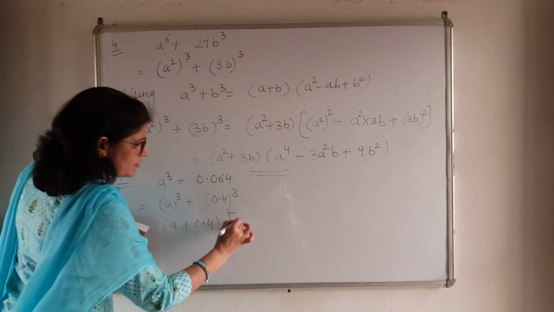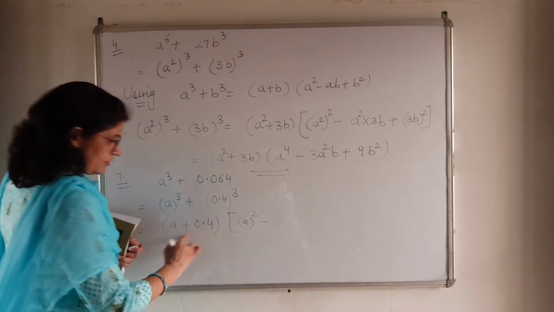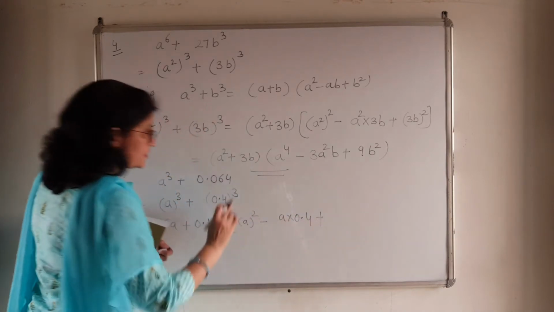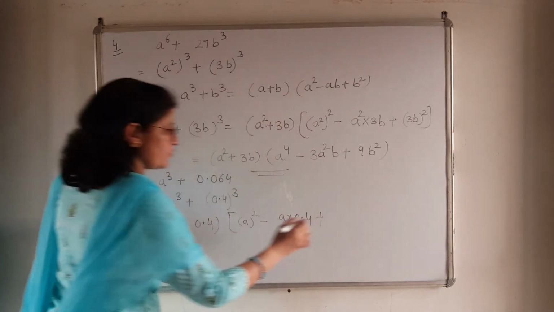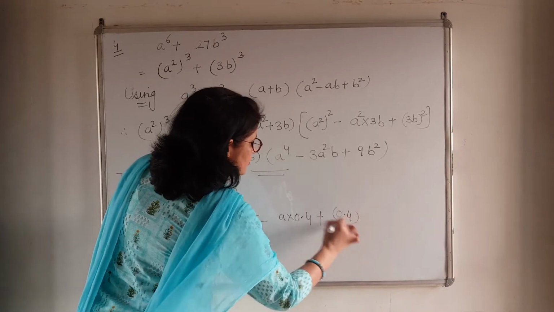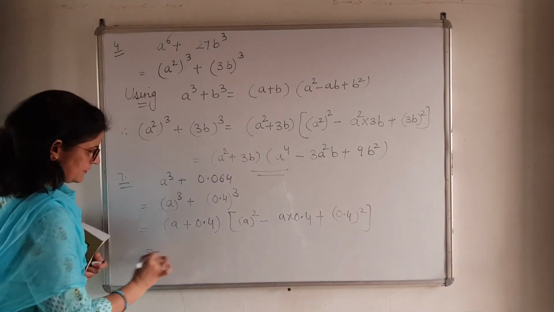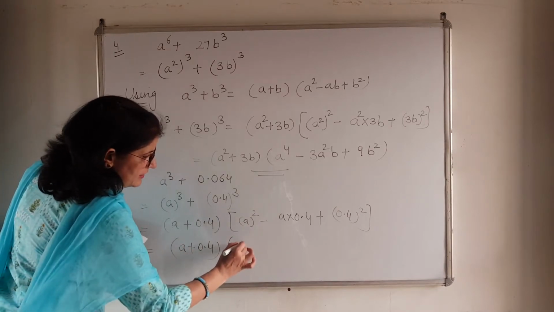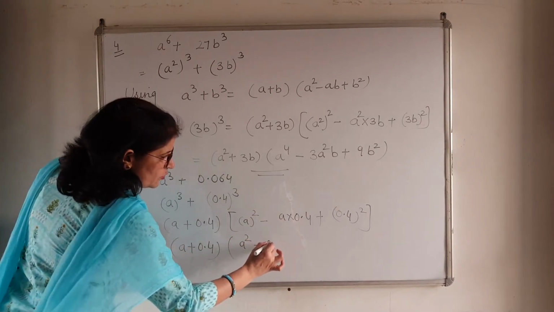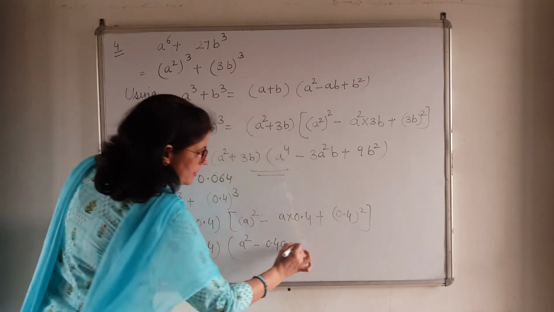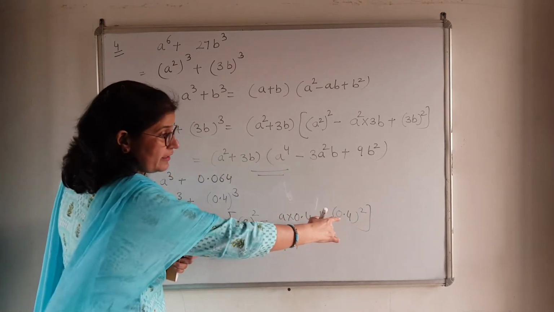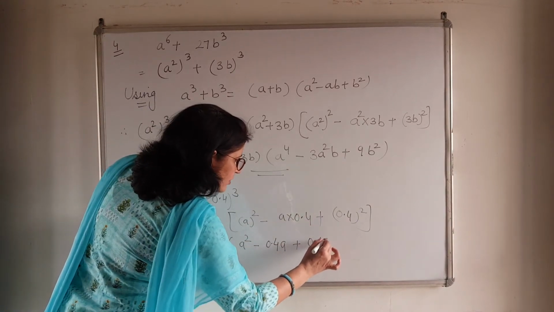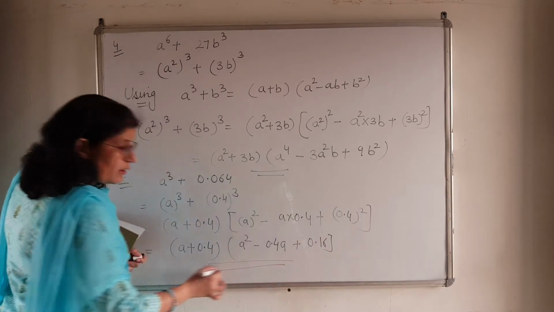Now square of first term minus their product plus square of second term, 0.4 square. So a plus 0.4 into a square minus 0.4a plus square of 4 is 16. Here it is one decimal place. How many will be there now? 2. So 0.16. These are the factors.